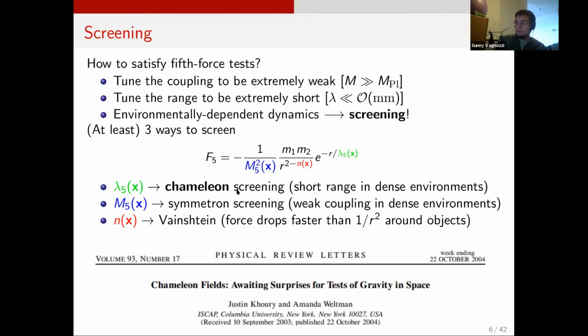So you can play with the coupling in such a way that the coupling scale becomes very large. So your fifth force becomes weakly coupled in dense environments. And that's what you get in models of symmetron screening. You can play around with the inverse square law, and that's generally what happens with the so-called Vainshtein screening. Or you can play around with the range of the fifth force, and you can play in such a way that the fifth force becomes dynamically very short-ranged in dense environments, okay, in order to satisfy a fifth force test. And that's called chameleon screening, and that's going to be the one I'm interested in the first part of my talk. Just to mention, chameleon screening was first proposed by a South African physicist, Amanda Weltman, who is now in Cape Town, together with Justin Khoury in 2004.